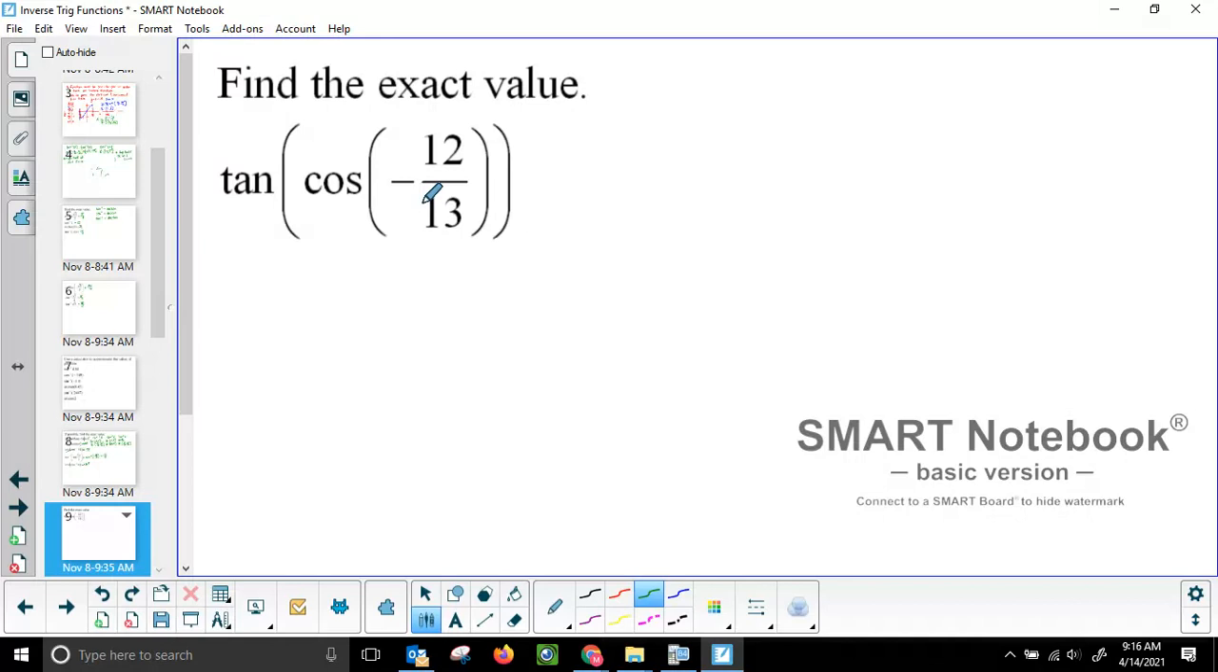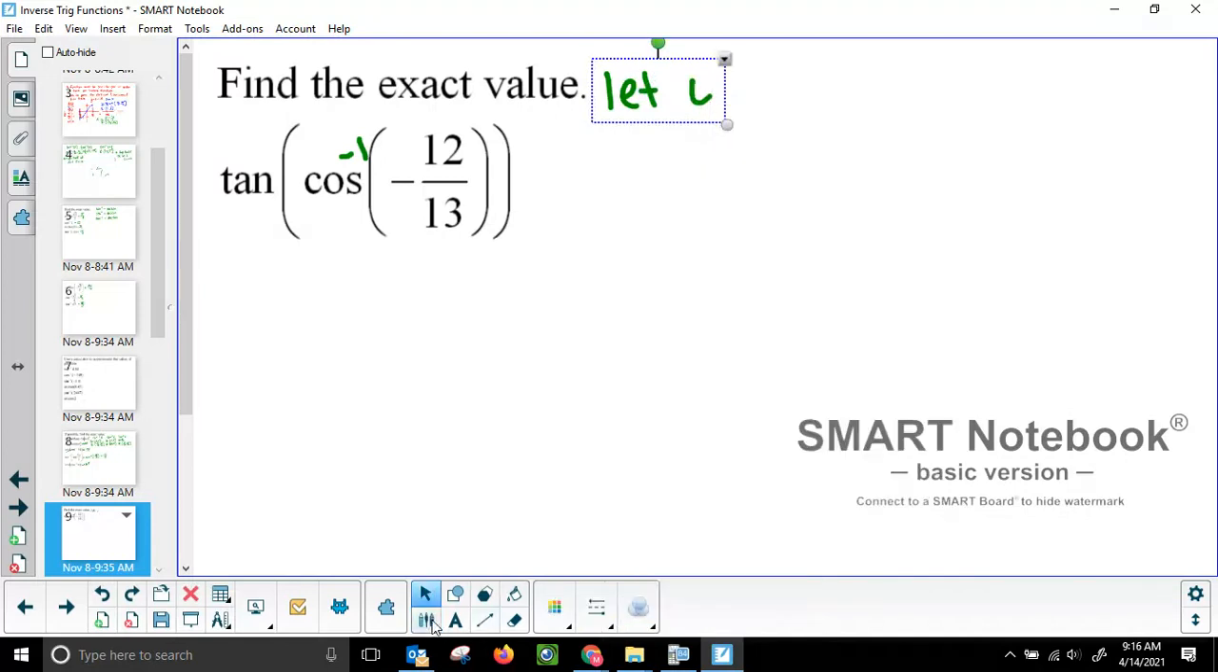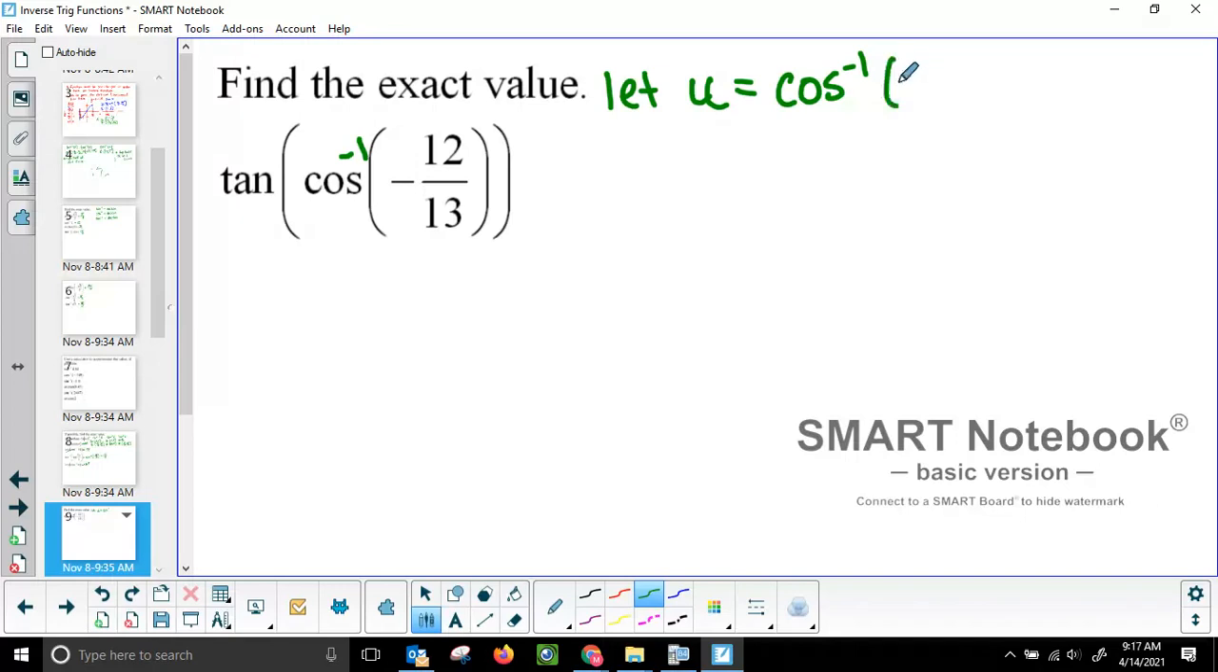So what we need to do here is we're going to use a little trick that we've used a little bit before called U substitution. All right. So what I'm going to do, oh, and this should be inverse. This will always have to be inverse. All right. So what we're going to do is always let U equal whatever is on the inside. All right, so in this case, inverse cosine of negative 12/13. It's a U.